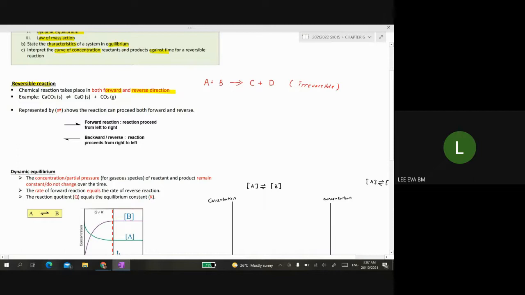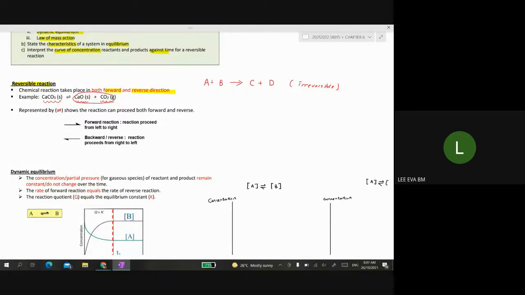Let's look at this example. Calcium carbonate, when it decomposes, gives the products calcium oxide and carbon dioxide. But at the same time, when you have calcium oxide and carbon dioxide, both of these products can also react to get calcium carbonate. So forward can, reverse also can.